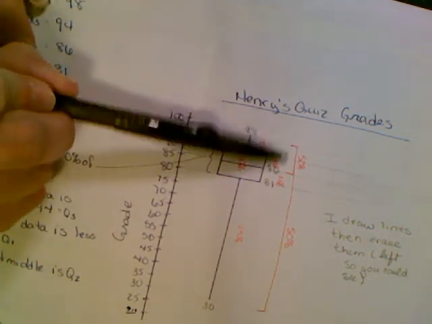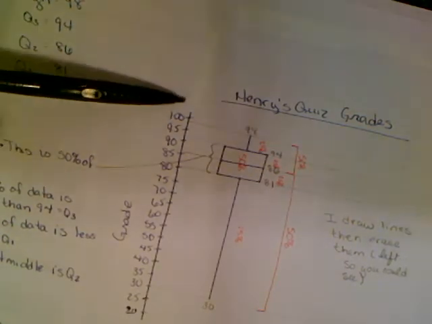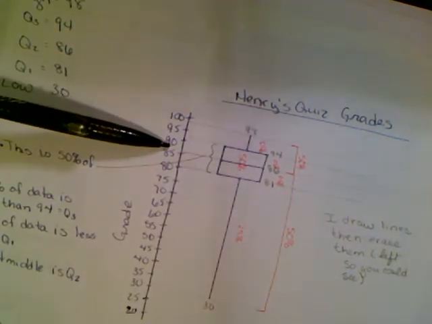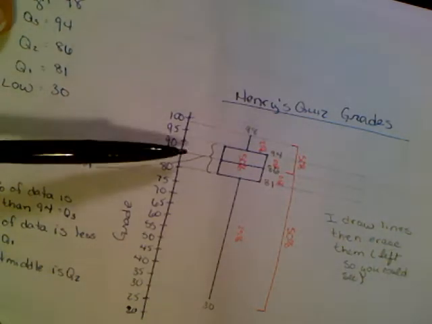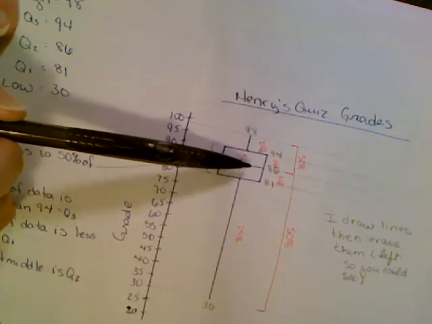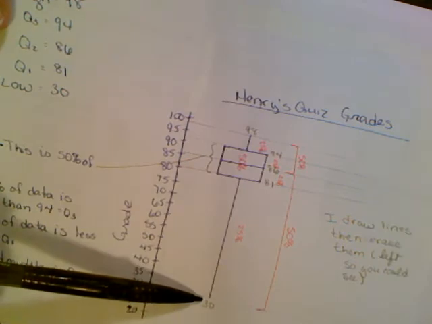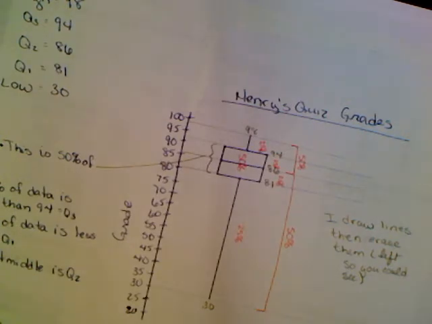Make sure you note, 50% of the data is from the high to the median, and 50% of the data is from the median to the low, okay? And 25% of the data is from the high to Q3, from Q3 to Q2, from Q2 to Q1, and from Q1 to the low. Okay? Now, typically I would erase the lines so that they're not there.